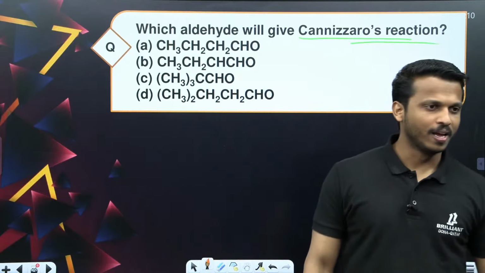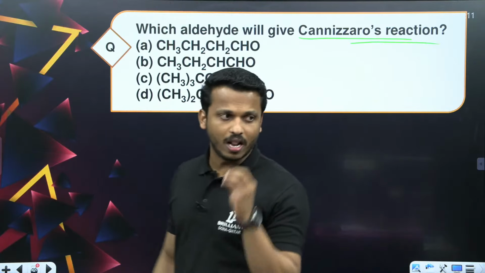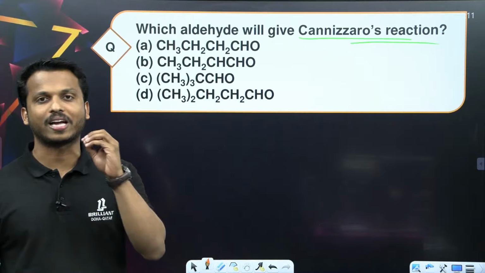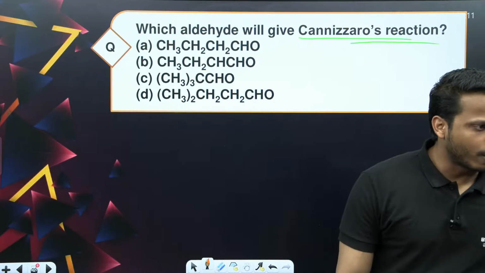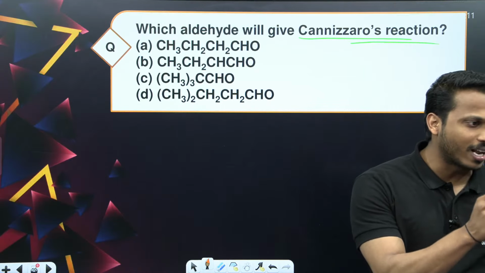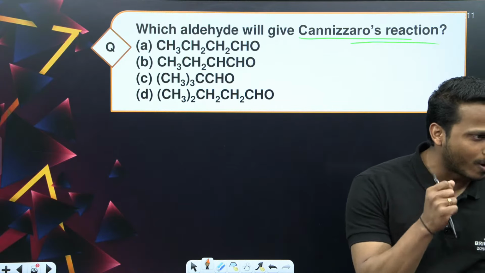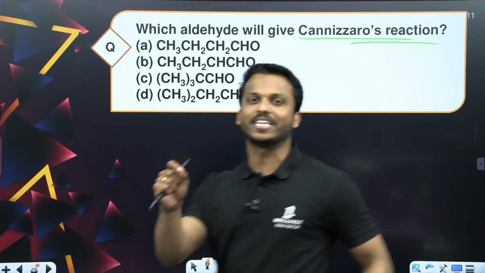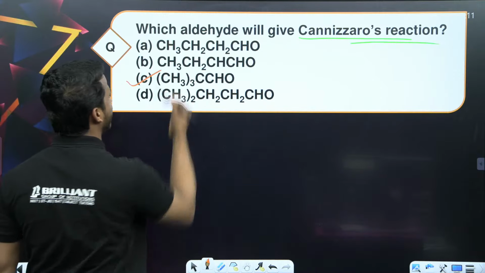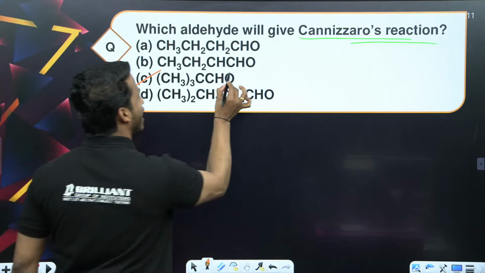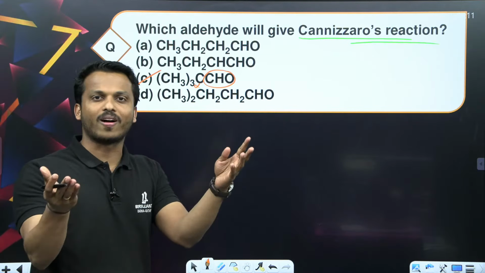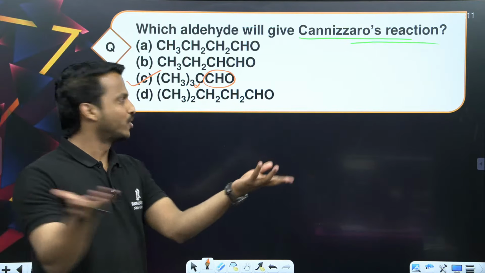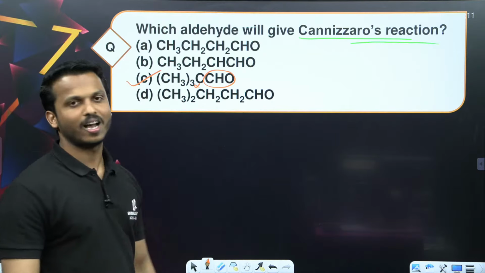Can you say which aldehyde will give a Cannizzaro reaction, which means there is no alpha hydrogen? Which one, Smriti? Yes, all have given. Yes, dear all, option C is the correct answer, because in option C there is no alpha hydrogen. This is the aldehyde, this is the alpha carbon. See, on that alpha carbon, no alpha hydrogen. So definitely we can say C is the compound.